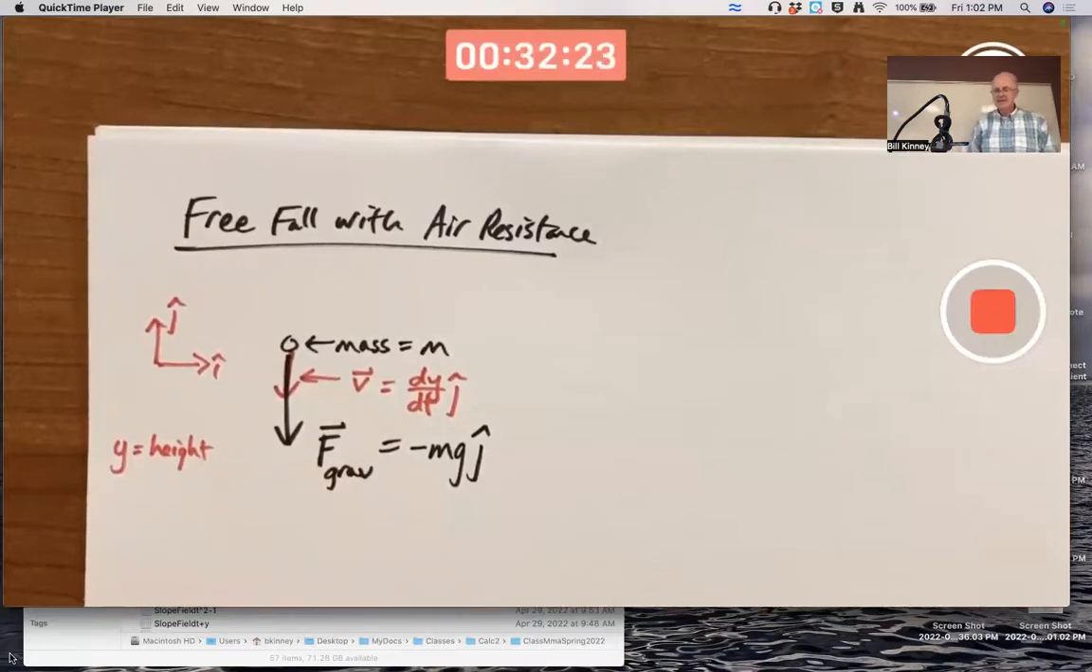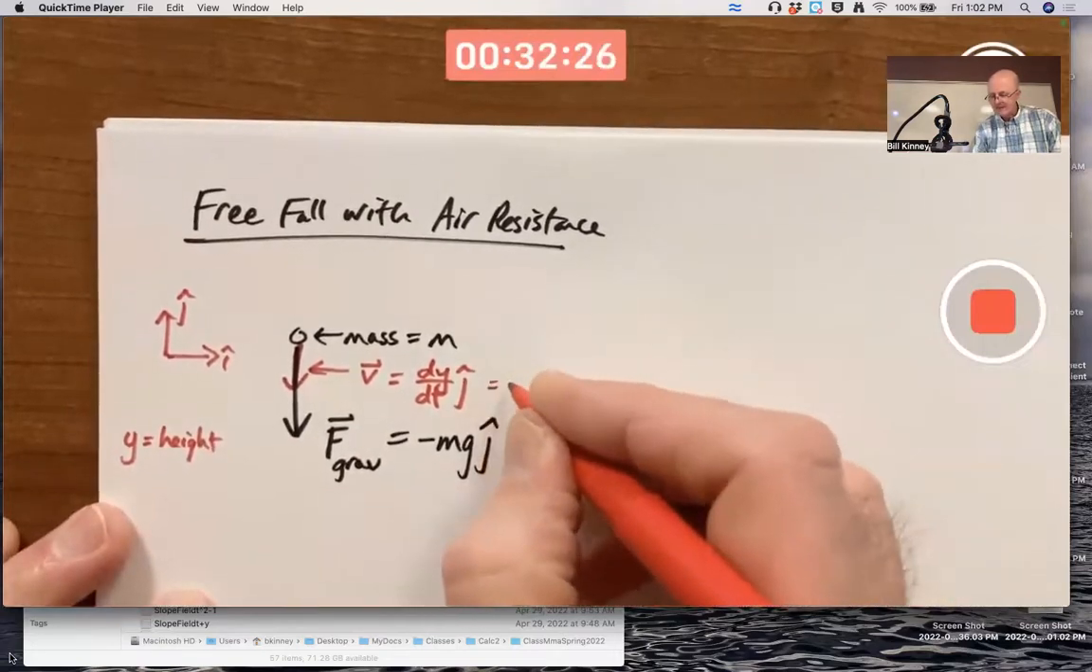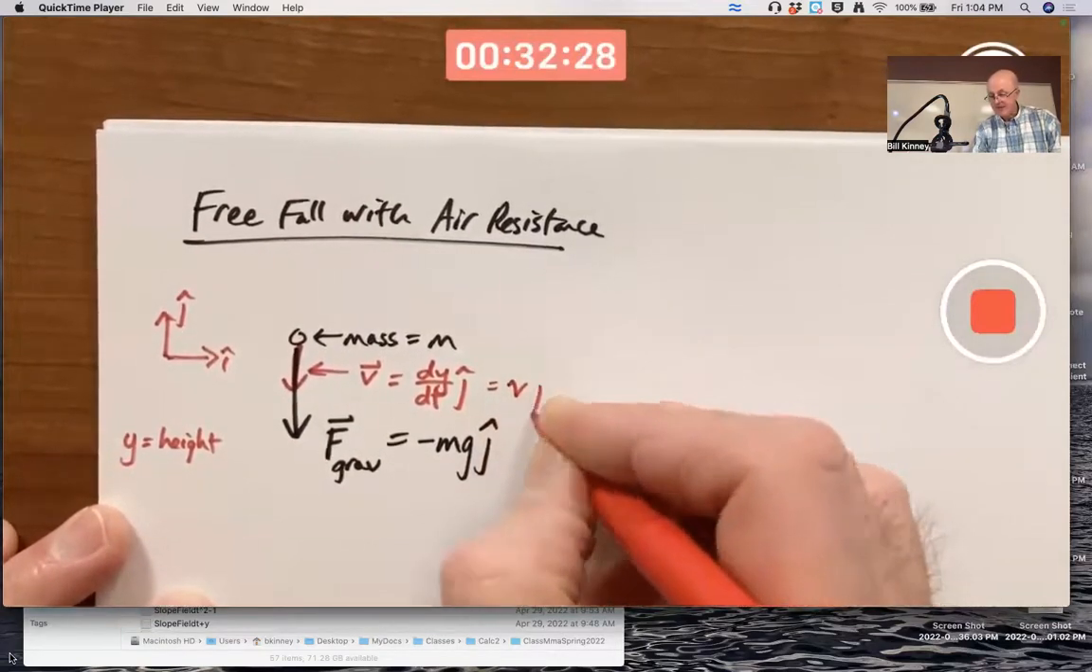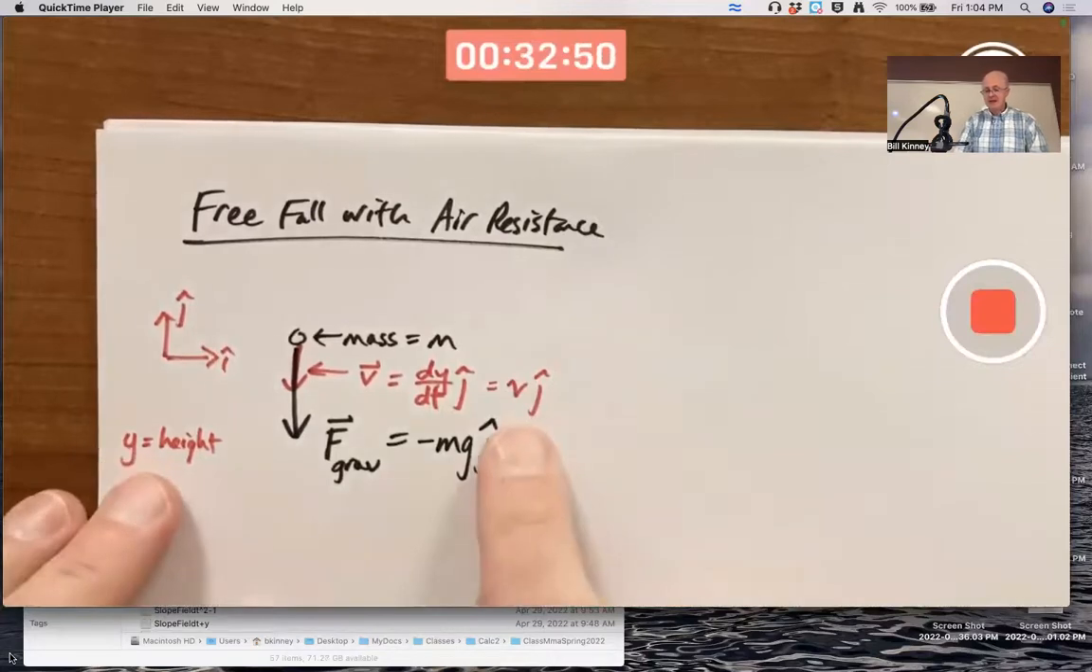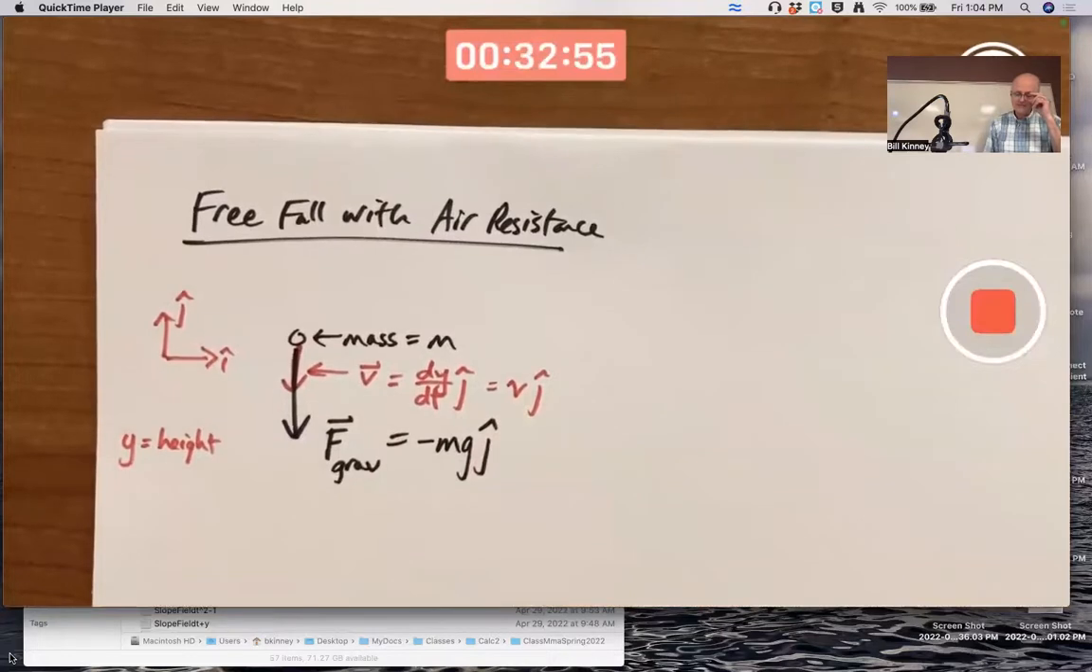For the sake of convenience, I will also write this as cursive v times j hat. Careful here. I'm not thinking of cursive v as the magnitude of the velocity vector. The magnitude or length of a vector always has to be greater than or equal to 0, never negative. But I'm allowing this v to be negative. In fact, it's going to be negative when the object is falling.